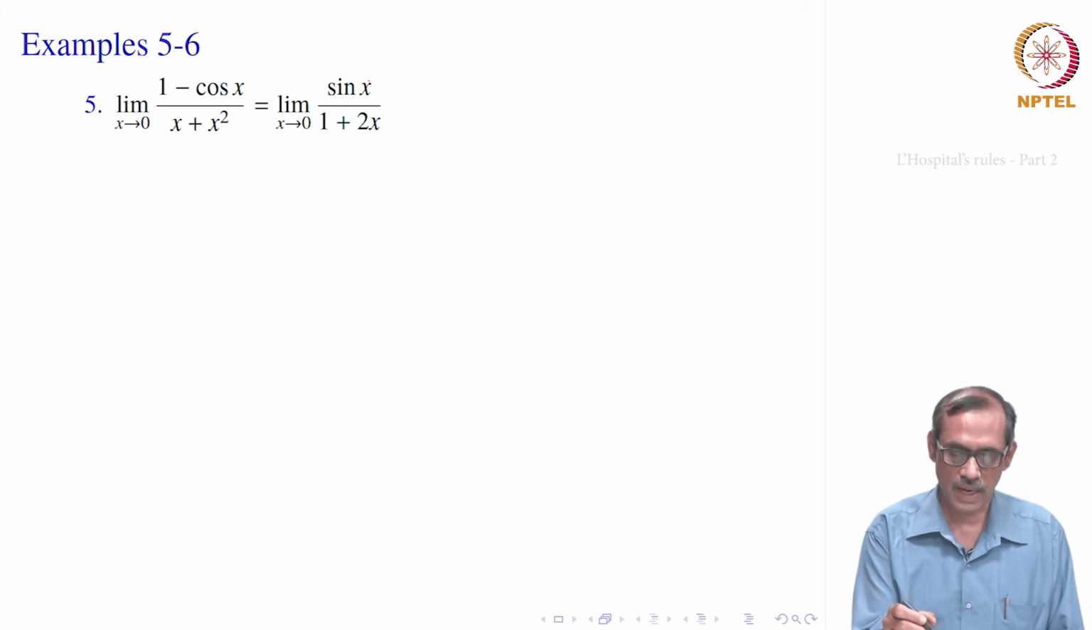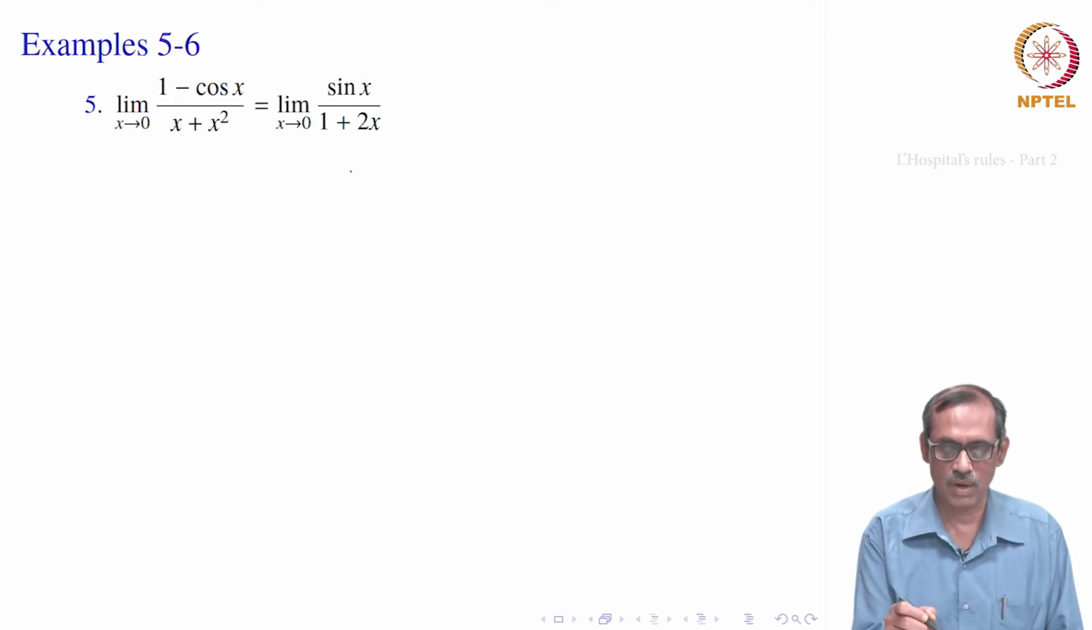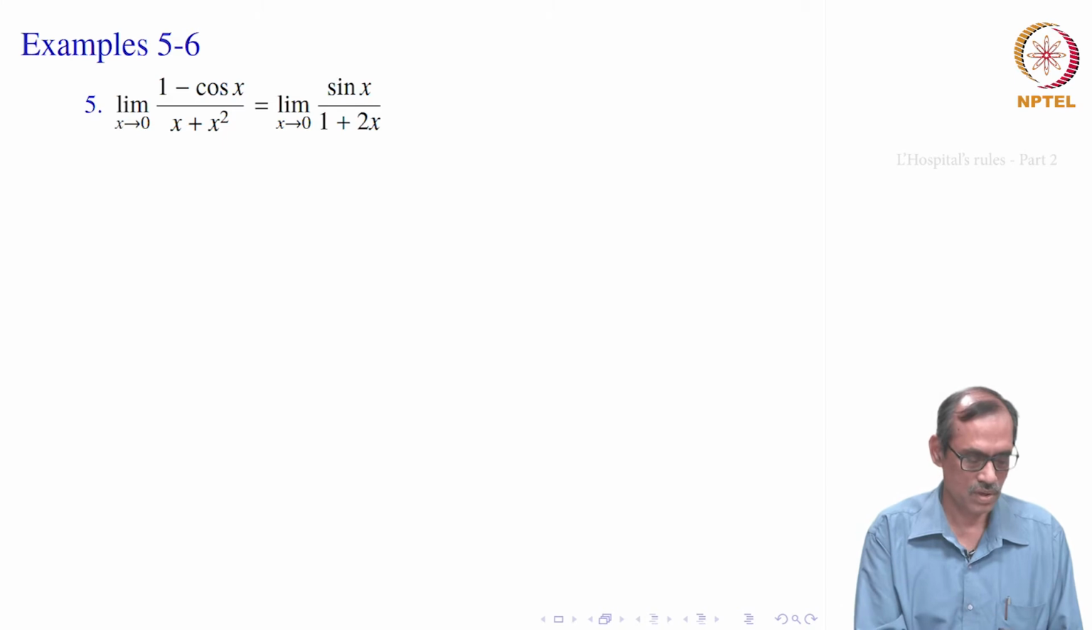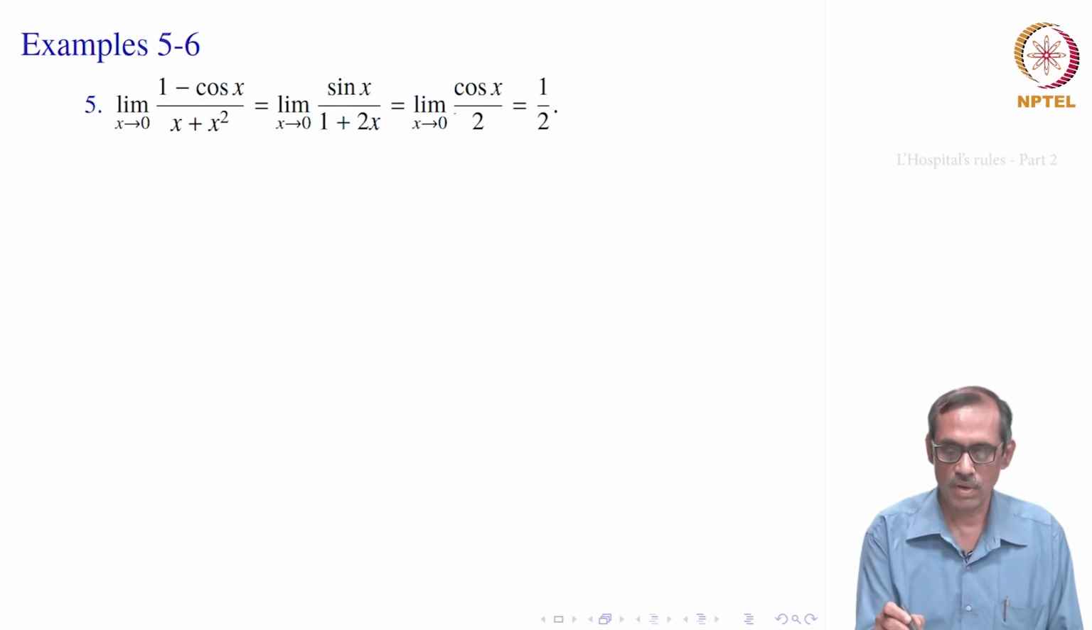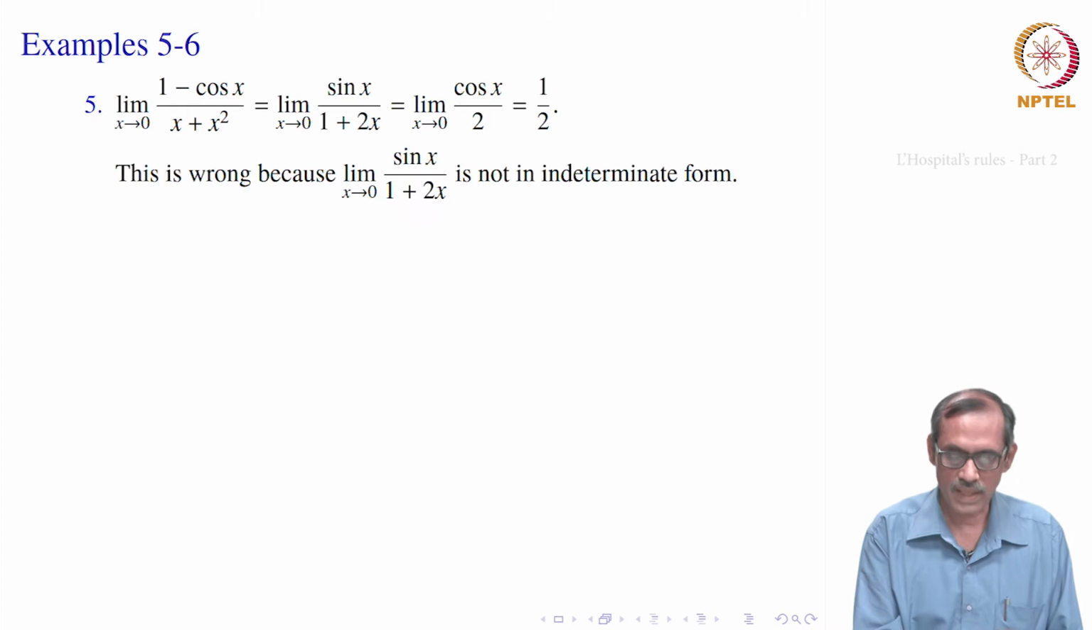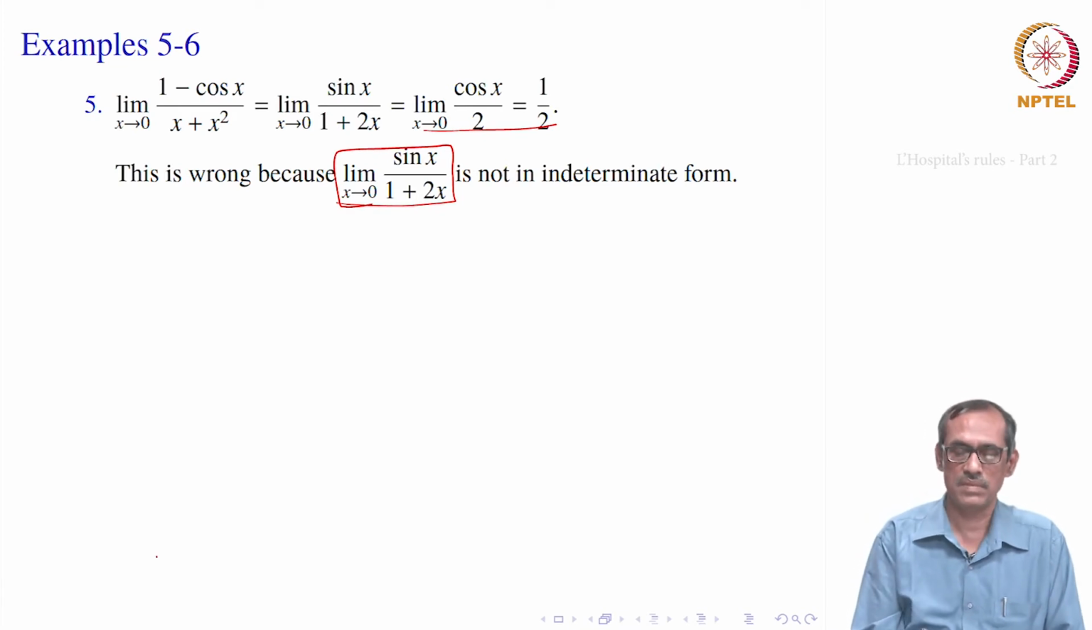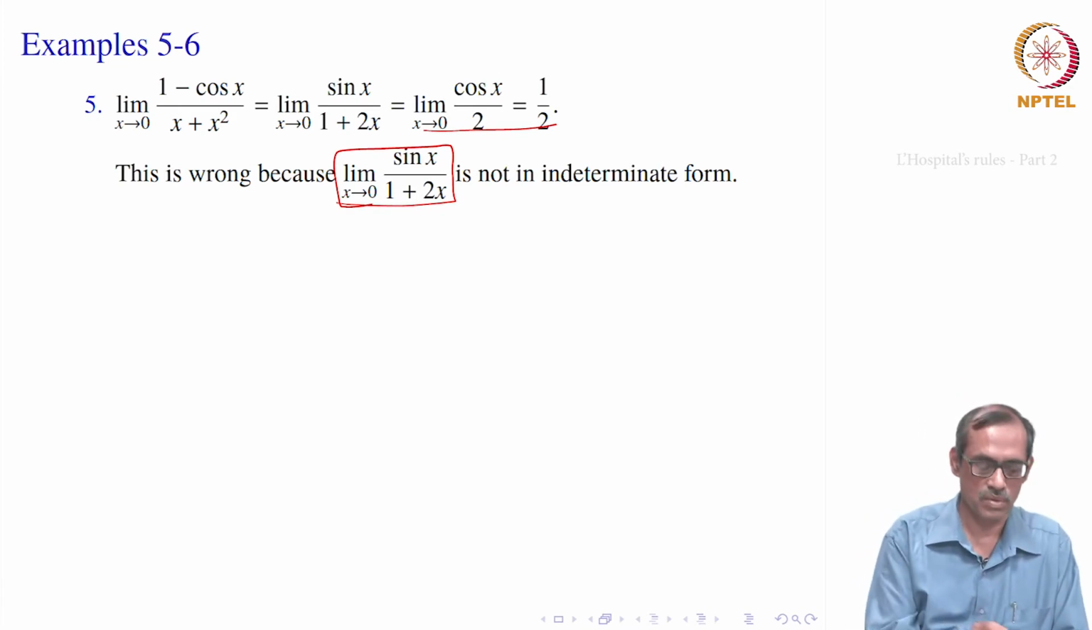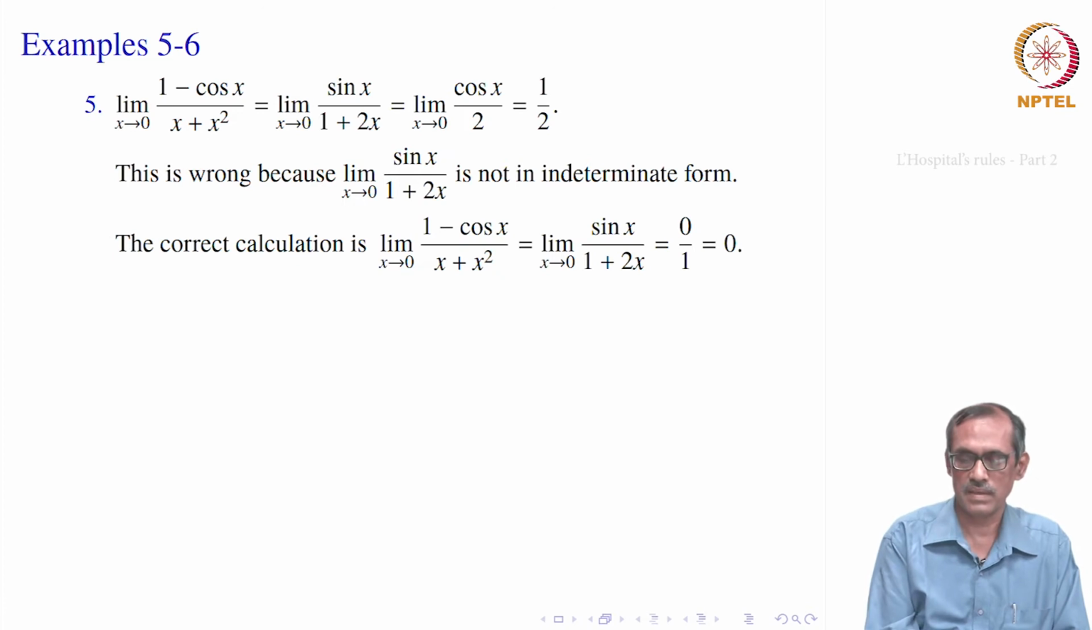Here sin x of course gives 0, but the denominator does not give 0. So, we cannot apply L'Hopital's rule, but we do not need to. If x goes to 0, the top goes to 0, and the bottom becomes 1. So, it should be 0. But if you go the wrong way, that would give cosine x by 2, since sin x gives cosine x, and this would be half, which is wrong. The reason is this is not in the indeterminate form 0 by 0, so its limit should be equal to 0 really, as you see.